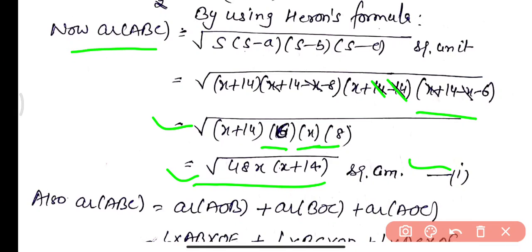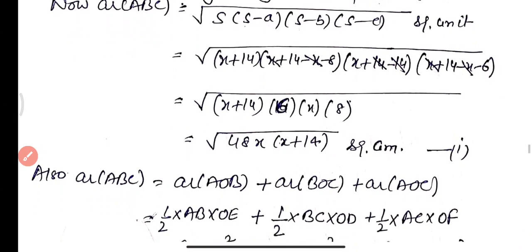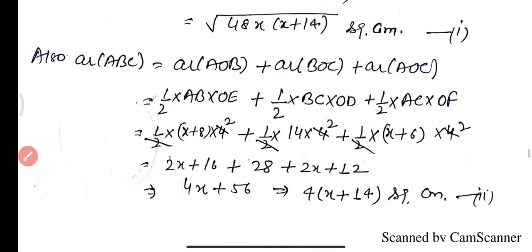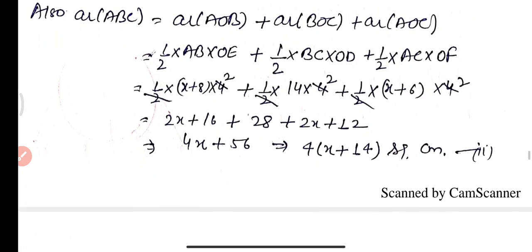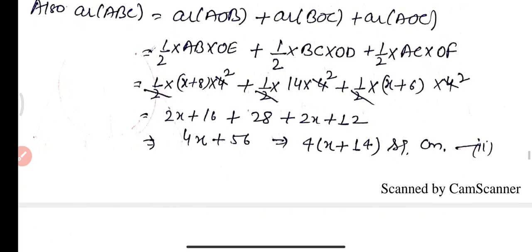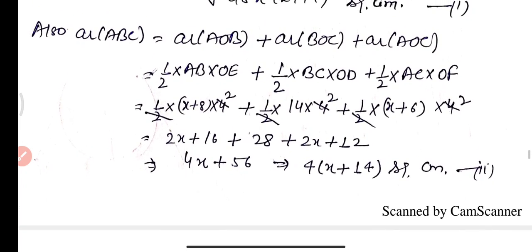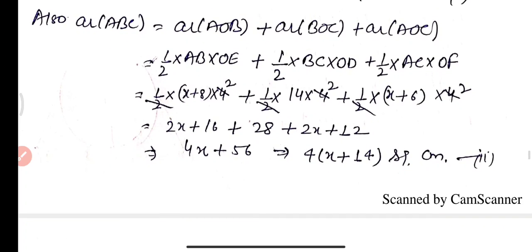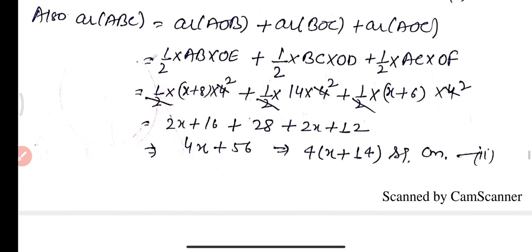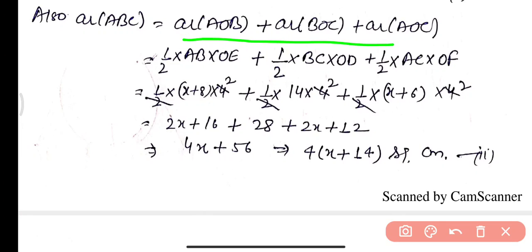So now also we can find the area of the triangle by using the area of three right angle triangles, that is area of AOB plus area of BOC plus area of AOC. The areas of AOB, BOC and AOC we will find by using the right angle triangle formula, that is 1 by 2 into base into height, and the sum of these three triangles will be equal to the area of triangle ABC.